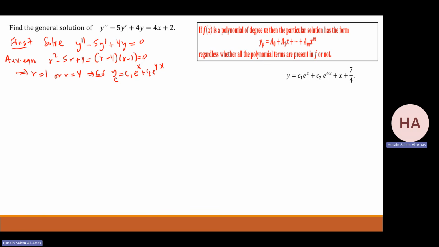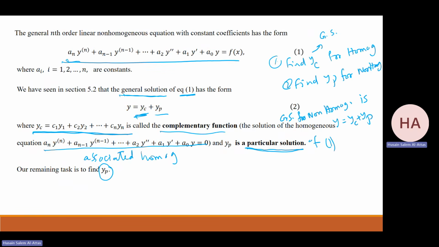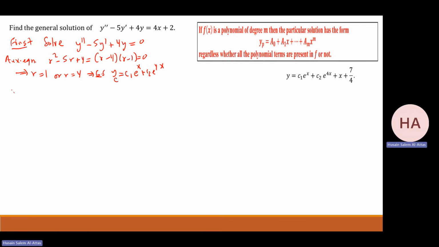Now we found yc. What do I need to solve the differential equation? We did this first step. I need yp. Second, find yp for the non-homogeneous equation. The idea of this method is to try to guess yp in an intelligent way.